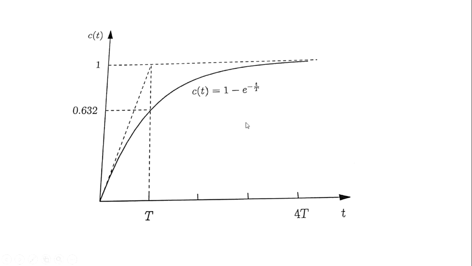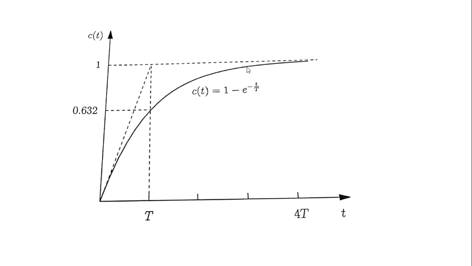So if I were to ask how long it takes until this output signal gets to 95% of its final value, in other words 0.95, what we find is if you plug into this equation, you see that the output C of t equals 0.95 at about 3 time constants.